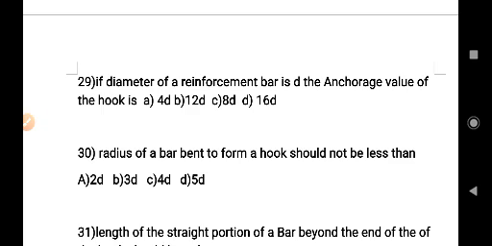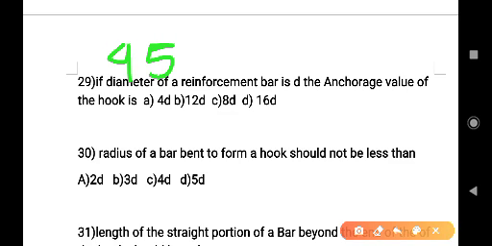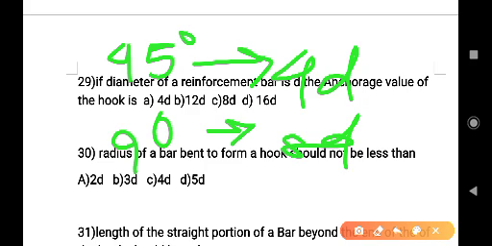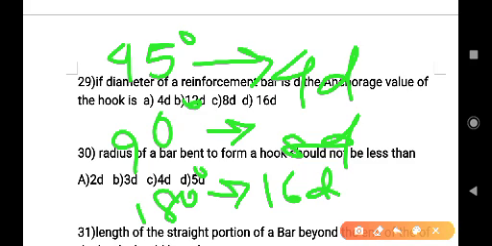Question number 29. If diameter of reinforcement bar is D, anchorage value of the hook is... The anchorage value is 4D for 45-degree bend, 8D for 90-degree bend, and 16D for 180-degree bend.